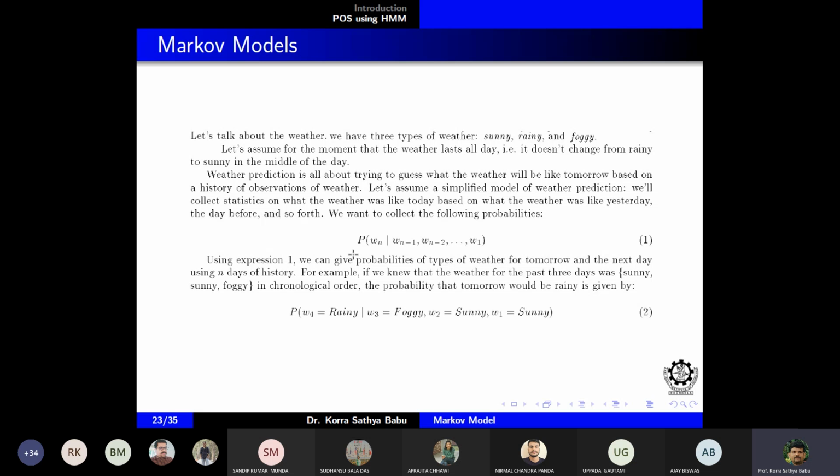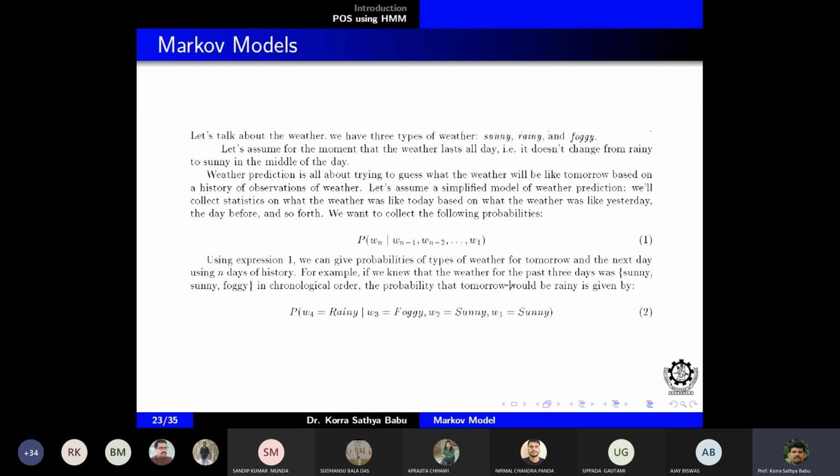So like that, the complete history is required. We are interested in collecting the probabilities, and that can be represented in an equation like this: probability of Wn given Wn minus 1, Wn minus 2, Wn minus 3, like that up to W1. It means that from the first day, the historical day, which we started counting from, up to yesterday, we are interested in getting the statistics.